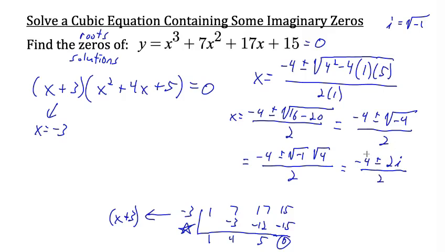Now, before we finalize our answer, we notice that we can divide all 3 of these terms by 2. So let's go ahead and do that. Now the denominator, 2 divided by 2 is 1. We end up with a 1 in the denominator, which means we can get rid of the denominator. So we have -4 divided by 2 is -2, plus or minus, 2 divided by 2 is 1, so that's just i. All right, so we just found 2 more roots or zeros or solutions. So we also have x equals -2 plus i and -2 minus i.